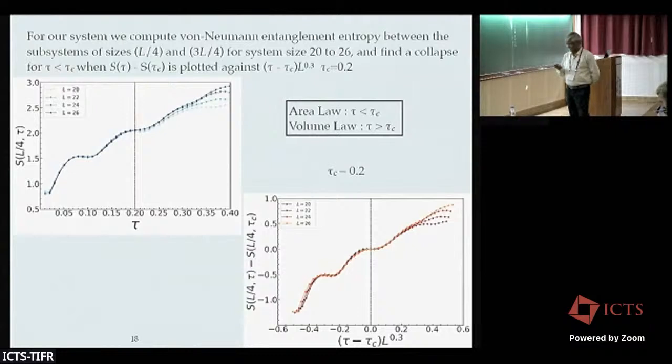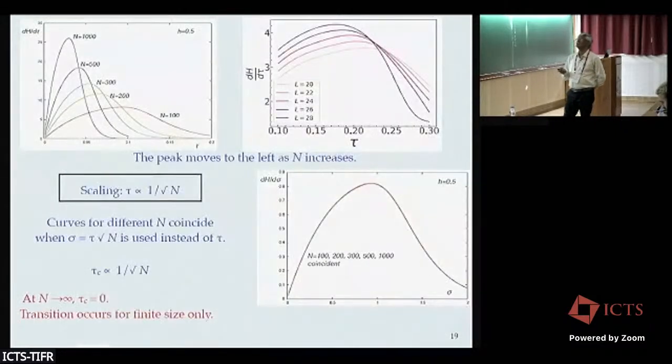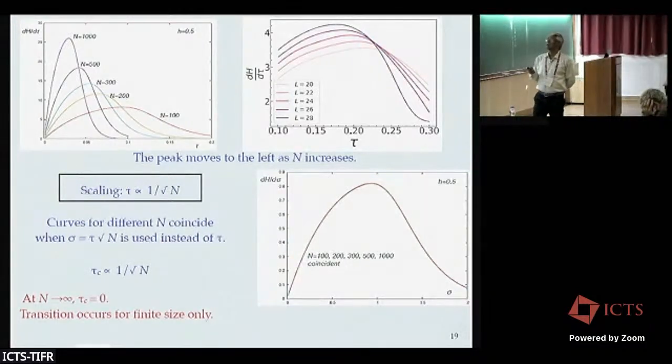Yes, Skinner works. So this shows that there is a volume law to area law transition in this case. Now the thing is, the peak moves to the left as the system size increases and becomes more and more sharp. You see? And one can find numerically that there is a scaling of tau proportional to 1 by square root of n. So curves for different n's, all these curves, collapse on each other. They're indistinguishable if we use as variable not tau, but tau into root n. Here the x-axis is tau into root n, and this derivative is dh by d sigma, where sigma is the new variable. If we use the scaled variable, then all these curves fall on each other.